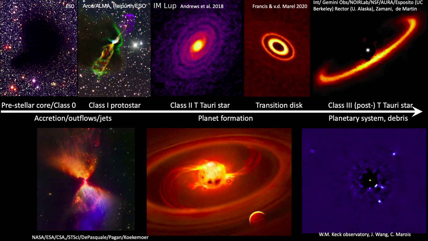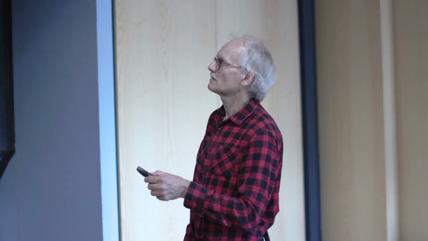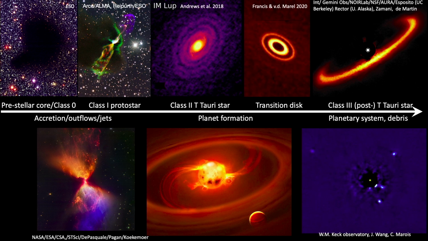Good, just for completeness, these classes have historically been named. Class 1 protostars. The next stage, when the cloud is gone, we're just left with the disk and the star: Class 2, T-Tauri stars. So a T-Tauri star is a Class 2 star. Class 3, when the disk is gone, can also be called a T-Tauri star, as long as it's still contracting. There's something in between, a transition disk. I'll come back to that a bit later.